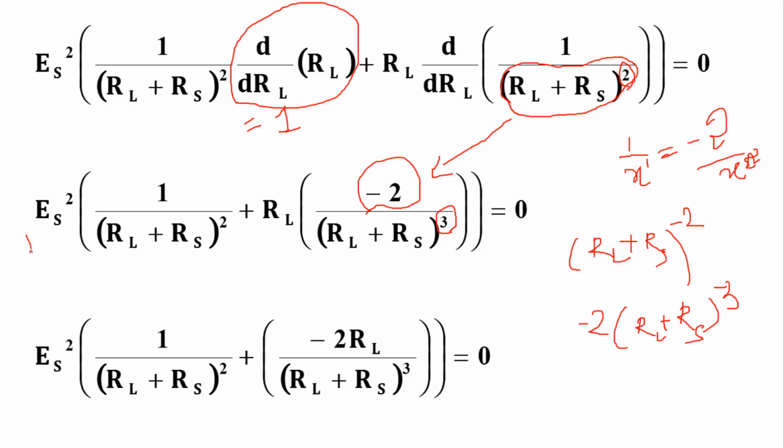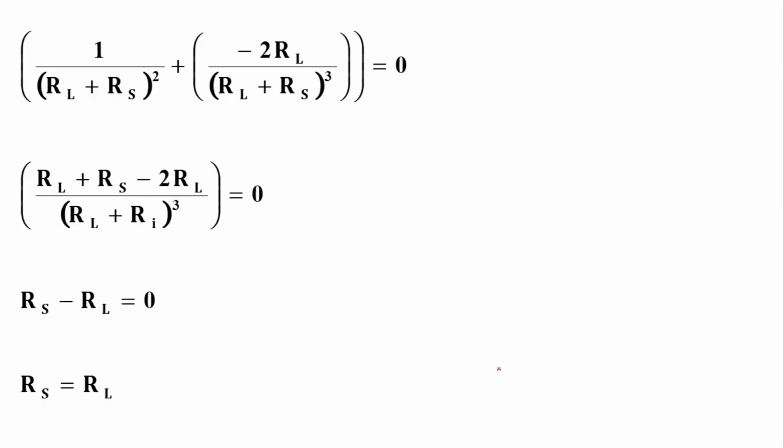Next term, next simplification: ES square as it is, 1 upon (RL plus RS) whole square. This RL will be multiplied with minus 2, so it will become minus 2 into RL divided by (RL plus RS) raised to power 3. Now this ES square goes to the denominator of this 0, so it will become 0. So the next simplified term will look like this: 1 upon (RL plus RS) whole square plus minus 2 RL upon (RL plus RS) raised to power 3 is equal to 0.